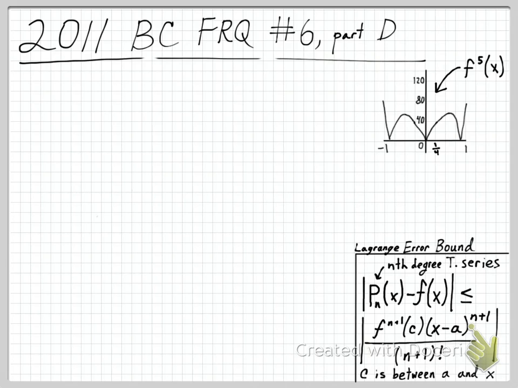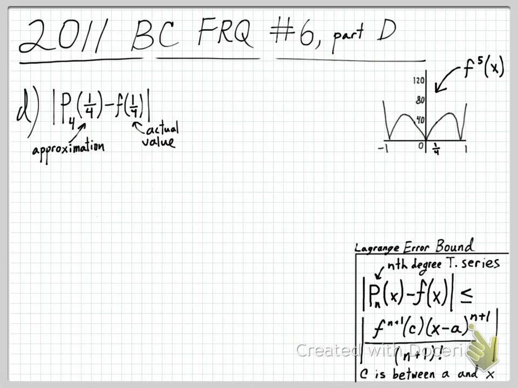Now, this problem doesn't ask you to use Lagrange error bound, but you can tell that you will need to because of that expression, the absolute value of the approximation minus the exact value of the function. As soon as you see this expression, you know that the problem will have to do with the Lagrange error bound, because we need to find the difference between the approximation and the actual value.